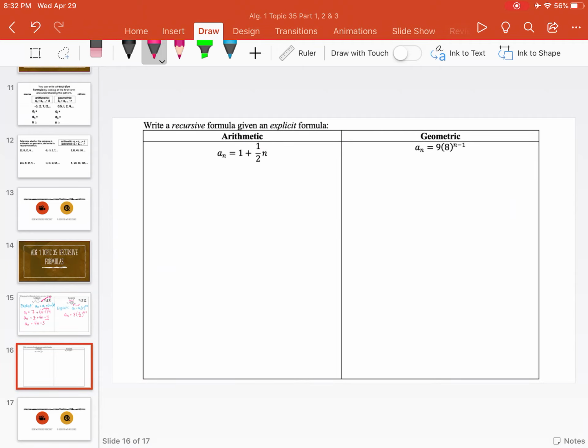Okay, now let's try to flip it around. What if we have an explicit formula and we're asked to write a recursive formula? So again, we're going to do one example for arithmetic and one example for geometric. For arithmetic, we have this formula of a sub n equals 1 plus 1 half times n. Now let's recall for a recursive formula for arithmetic, we have 3 parts that we need to mention. We need to mention the first term. We have our pattern, a sub n equals a sub n minus 1 plus our common difference. And then this applies for when n is greater than or equal to 2.